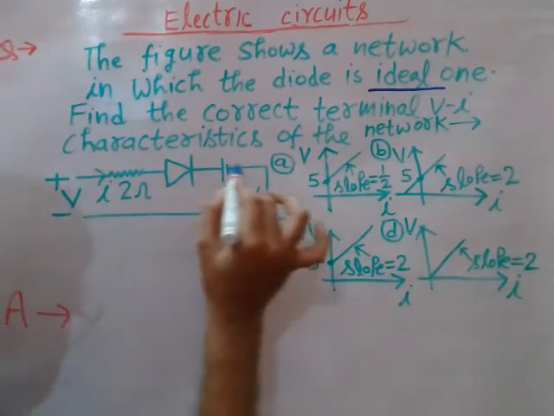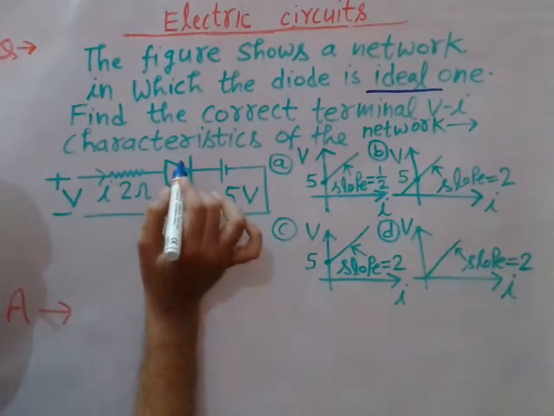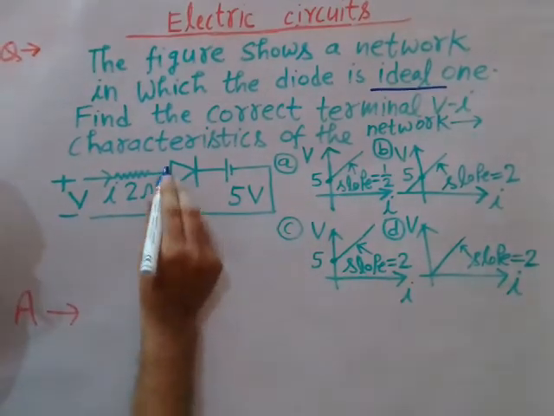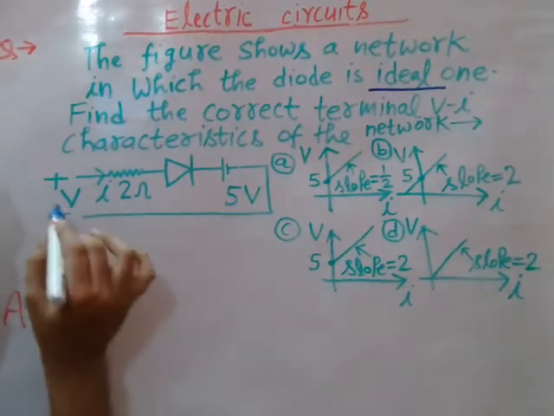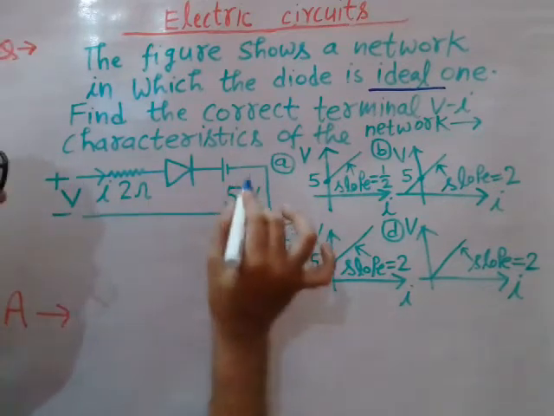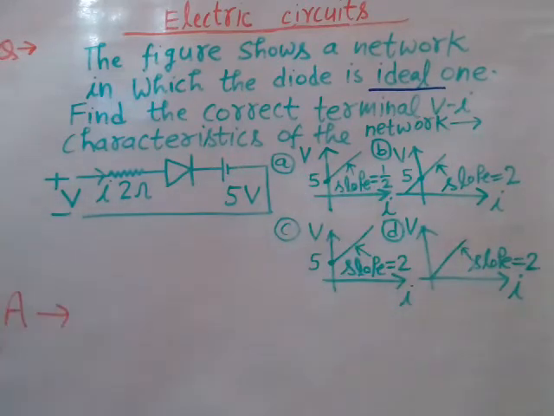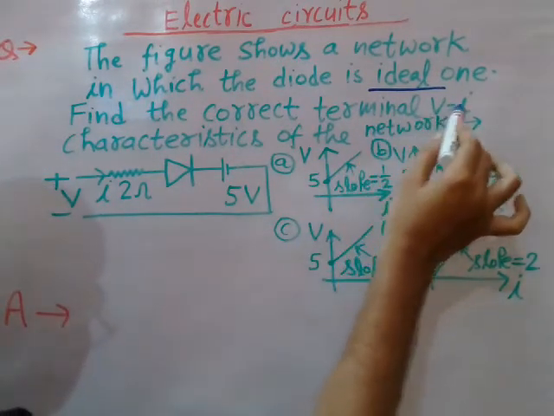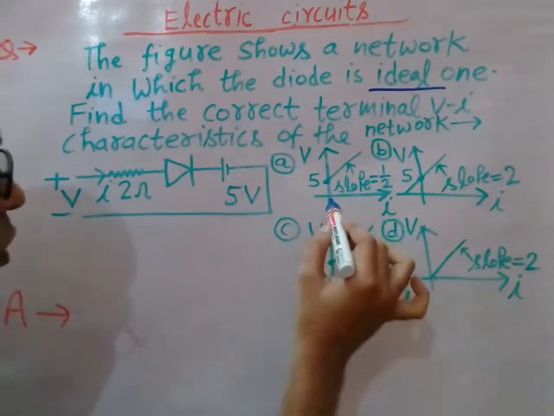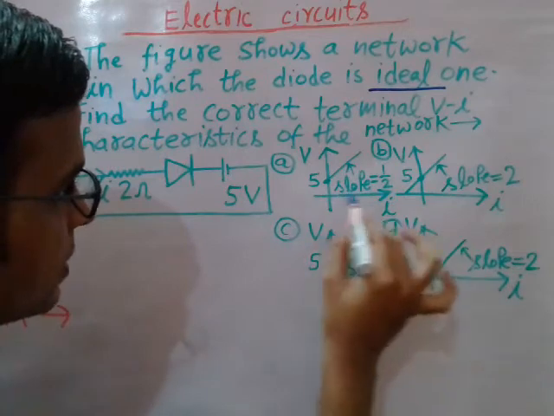So this network has been given to you, and this is the symbol of a diode. This diode is ideal, it is given. V is the applied voltage and I is the current flowing in this network. Out of these four options A, B, C, D, only one option is correct, and you have to find the correct voltage and current VI characteristics. On the vertical axis he has plotted voltage and on the horizontal axis he has plotted the current, right?